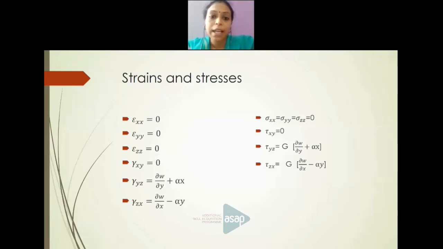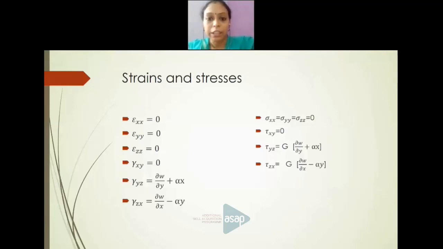What is gamma yz? Gamma yz is dou v by dou z plus dou w by dou y. Right now we do not know the w value, so we will just write it as dou w by dou y. And what is dou v by dou z? It is alpha x, right? So gamma yz is dou w by dou y plus alpha x. Similarly, what is gamma zx? Gamma zx is dou w by dou x plus dou u by dou z. These are very elementary things. So we got now gamma yz and gamma zx.